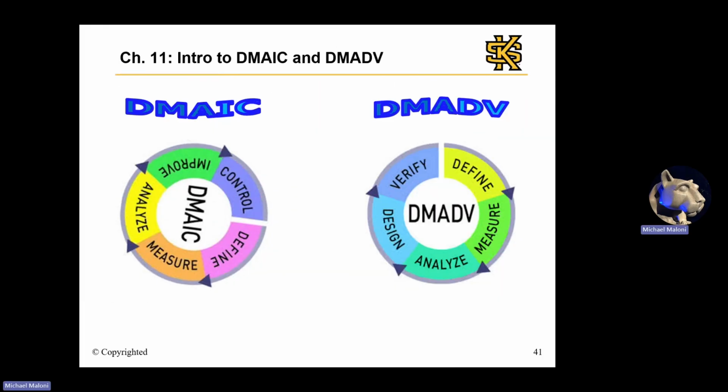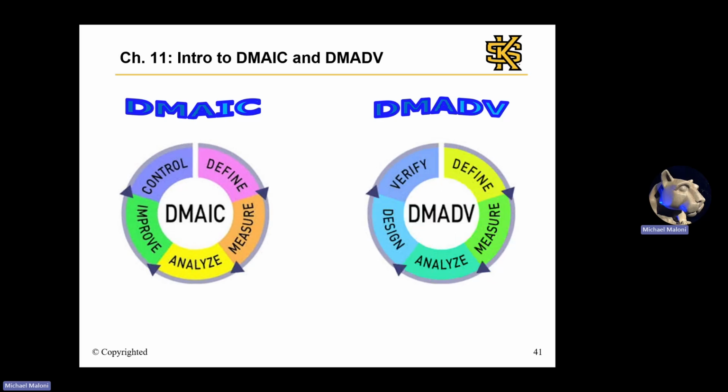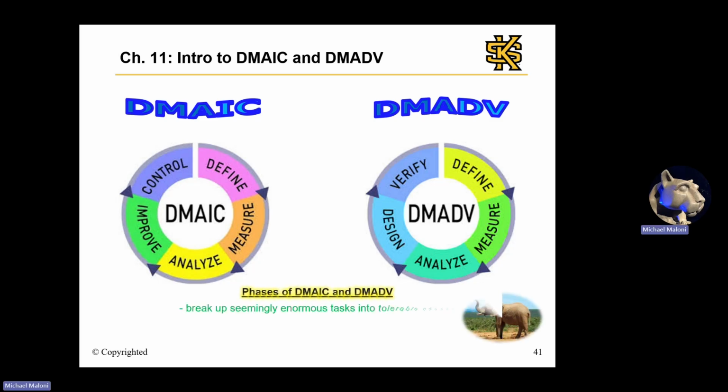So summarizing, DMAIC and DMADV are structured methodologies to drive process innovation and higher levels of quality. Again, these methods break up the elephant, parsing seemingly enormous objectives into tolerable steps, and they provide control and organization for the project, including keeping everyone on task.